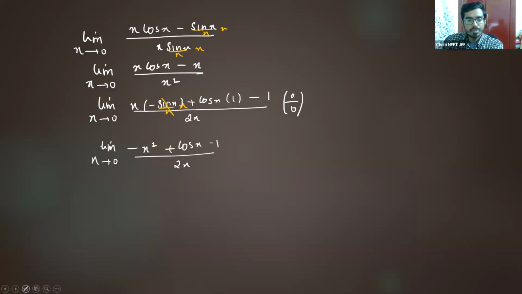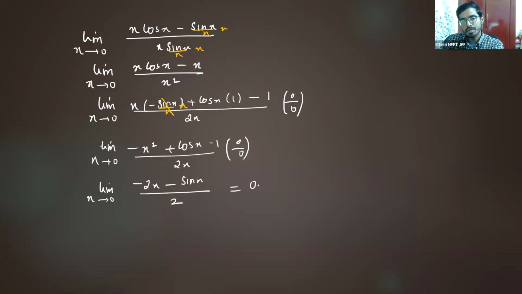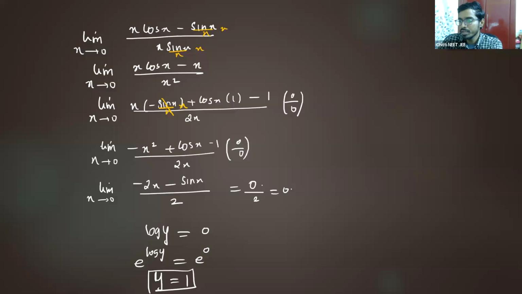So this will become 1. So again, it is of the form 0 by 0 form. So differentiate this. So this is minus 2x. Derivative of cos x is minus sin x. And this is 2. So when you apply the limit, it will be 0, right? It is 0 by 2, which is 0. So we have log y is equal to 0. So e power log y is equal to e power 0. So that means y is equal to 1 is the required limit for this function.